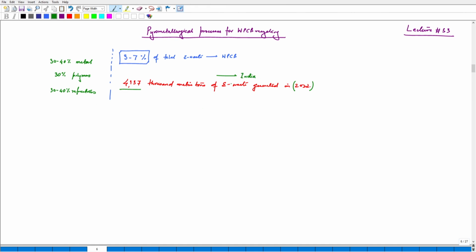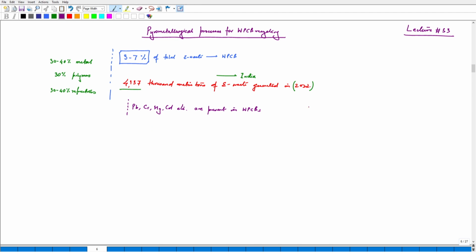So this is the e-waste generation in our country, and we know that WPCBs have lead, chromium, mercury, cadmium. Of course, these are present in smaller quantities, but nonetheless these are present, and these are hazardous. Therefore, recycling becomes so important.